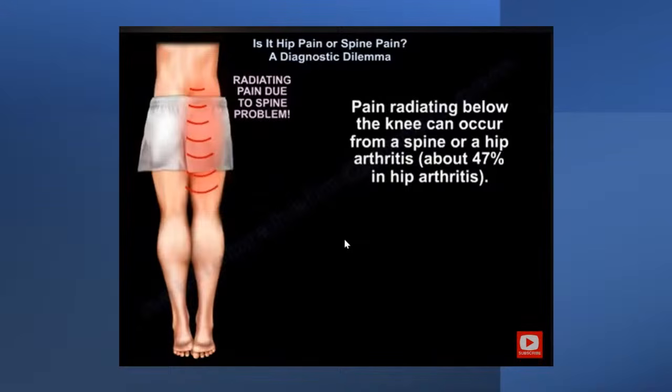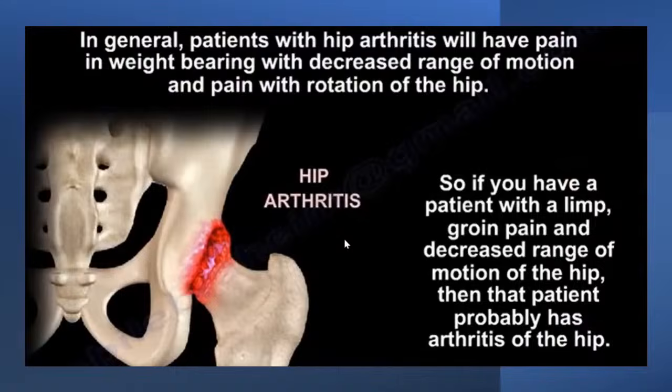The pain radiating below the knee can occur from a spine or a hip in about 47% of the time. In general, patients with hip arthritis will have pain in weight bearing with decreased range of motion, especially internal rotation if we detect the arthritis early. So if you have a patient with a limp, groin pain, and decreased range of motion, that's probably arthritis.